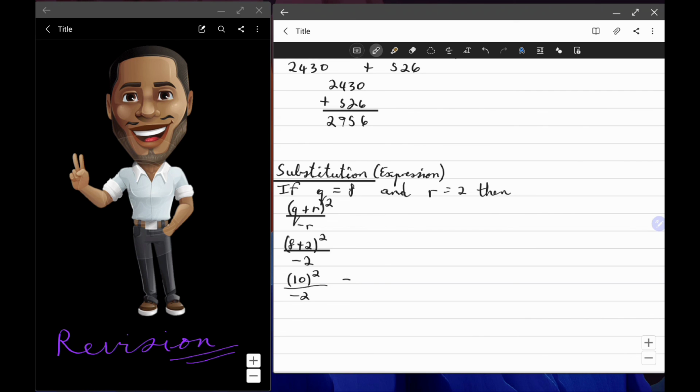If we were to evaluate 10 to the second power, we will get 100, because 10 multiplied by itself gives us 100, divided by negative 2. So our final answer would be 100 divided by negative 2, and we all know that 100 divided by 2 is 50. But remember, we have a negative sign, so it will be negative 50. That is our final answer.